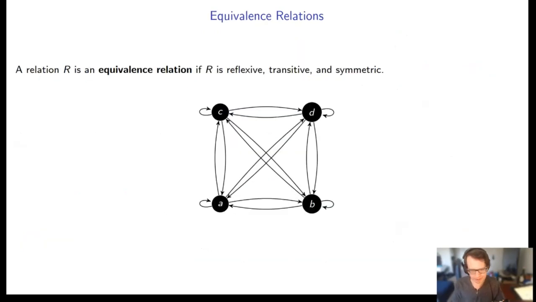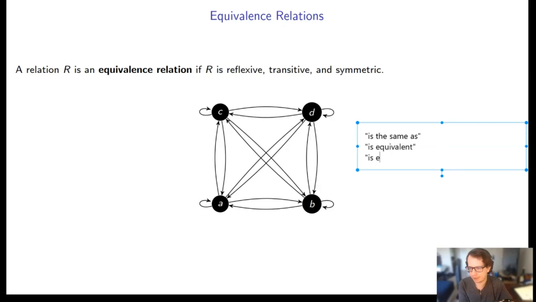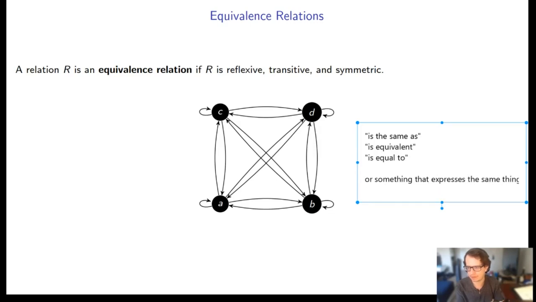So let's show the equivalence relation. The equivalence relation is basically when you have a relation that has all three of the things we talked about, reflexive, symmetric, and transitive at the same time. And basically, this boils down, in natural language, to something like is the same as, or is equivalent, or is equal to, or something that expresses the same thing as above.